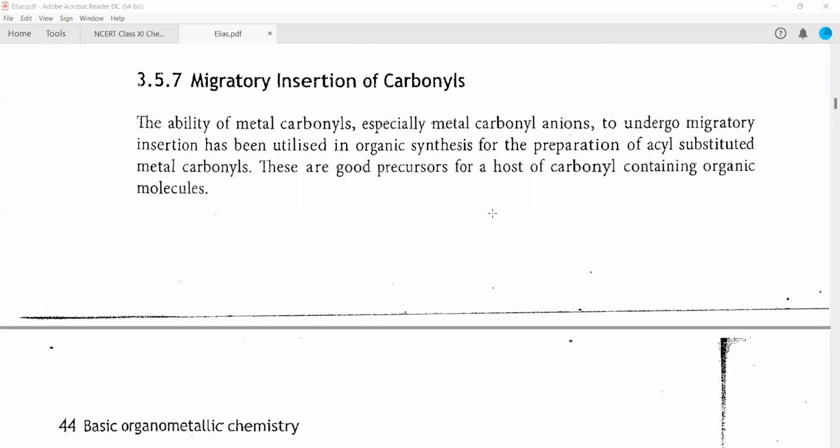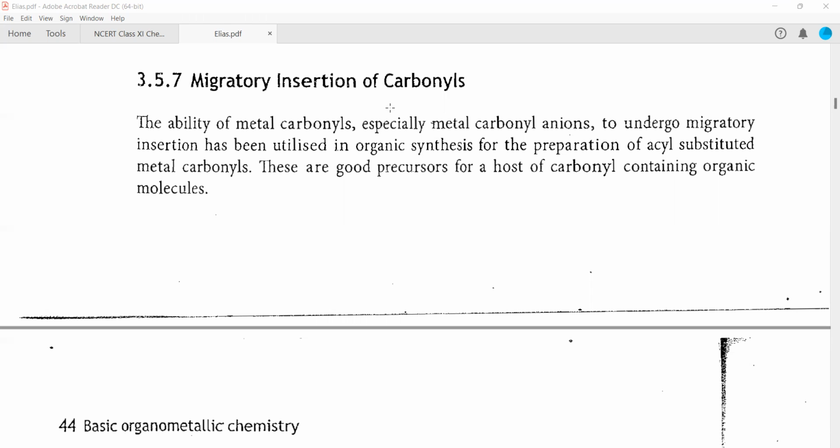Migratory insertion of carbonyls. The ability of metal carbonyls, especially the metal carbonyl anion, to undergo migratory insertion has been utilized in organic synthesis for the preparation of acyl substituted metal carbonyls. These are a good precursor for a host of carbonyl containing organic molecules. So if you want to make organic molecules that have a carbonyl unit in them, then such migratory insertion of carbonyl is very, very useful.